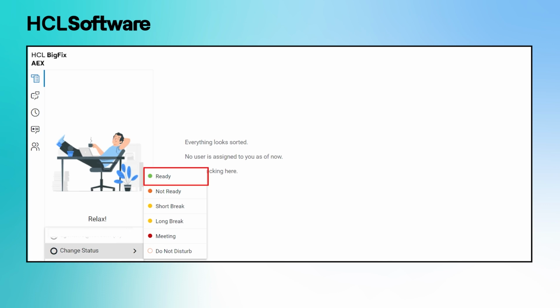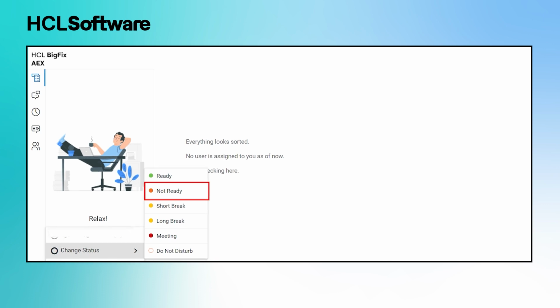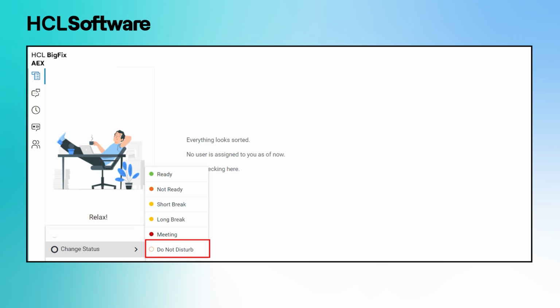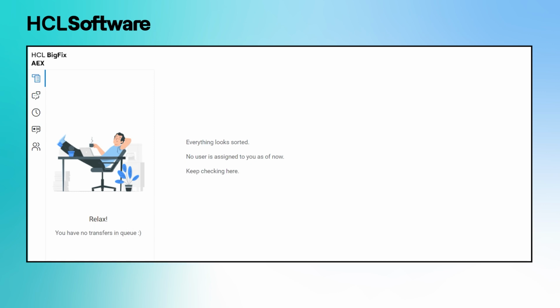In ready state, the agent is ready to take the chat. In not ready state, the agent is not available and will not be allotted new chats. In short break and long break, the agent is out for a break and will be available after a certain period for the chat. The organization can decide the time duration of the break. In meeting, the user is busy with a meeting and will not be able to take the chat. In do not disturb, the user is working on some task and will not be able to take the requests of new users. Now, let us set the status to ready.